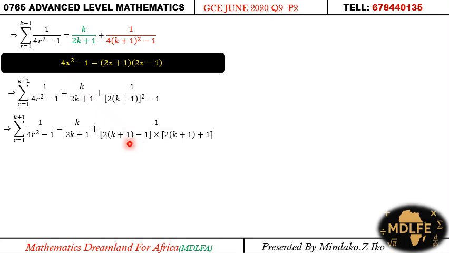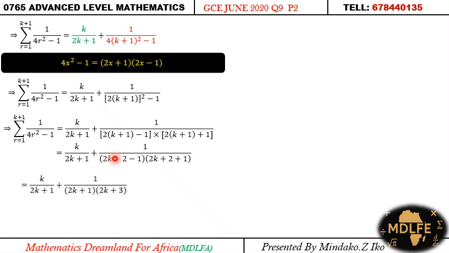Now from here we can actually expand this bracket. So if we expand the bracket, we have 2 times k is 2k, 2 times 1 is 2, then minus 1 there. And here 2 times k is 2k, 2 times 1 is 2, then plus the 1 there. So at the end of the day, we are going to have k divided by 2k plus 1 plus 1 divided by 2k plus 1 times 2k plus 3, because 2 minus 1 is actually 1 and 2 plus 1 is actually 3. So at the end of the day, we have that.